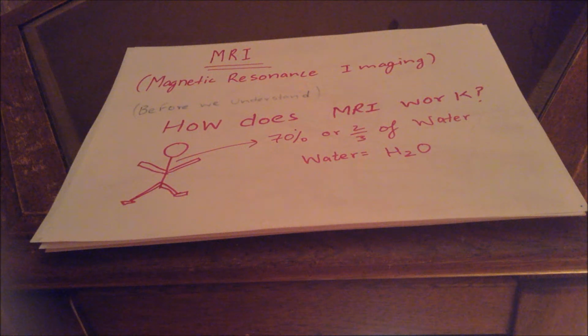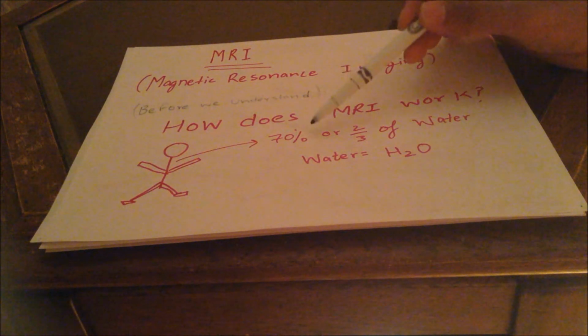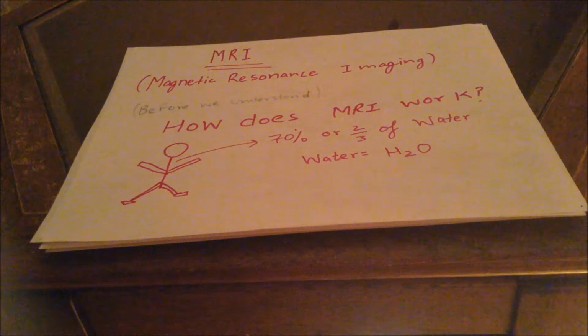MRI. What does MRI stand for? MRI stands for magnetic resonance imaging. So before we learn how MRI works, we must understand what a human body consists of. A human body consists of approximately 70%, or precisely 2/3, of water. So what is water made of?